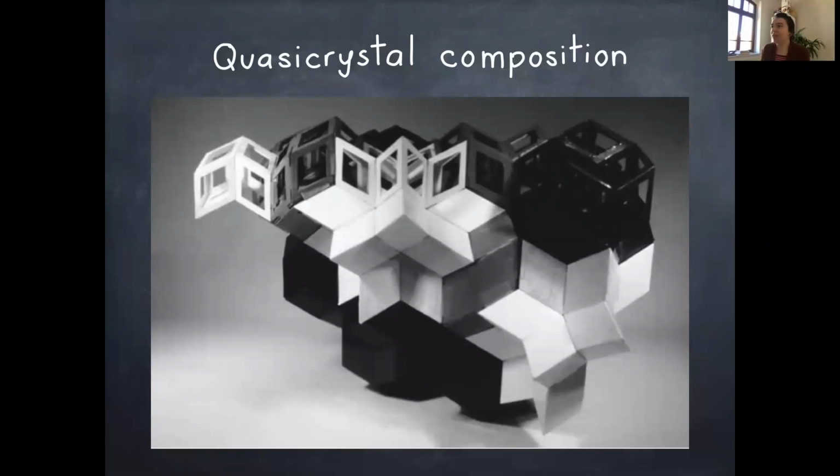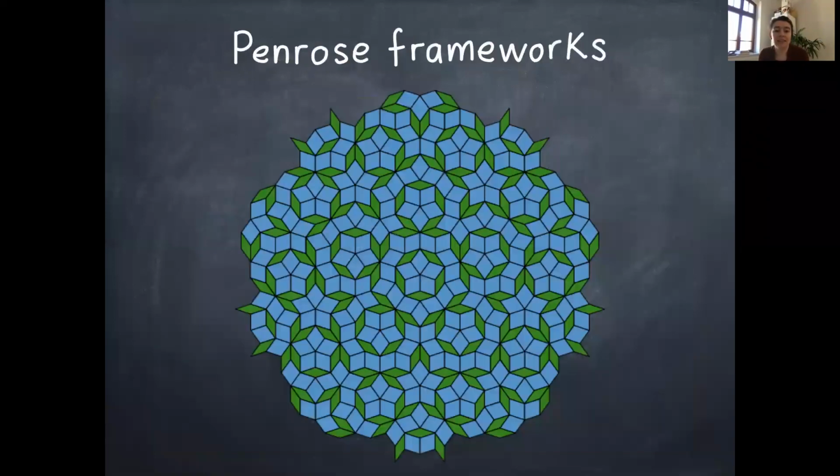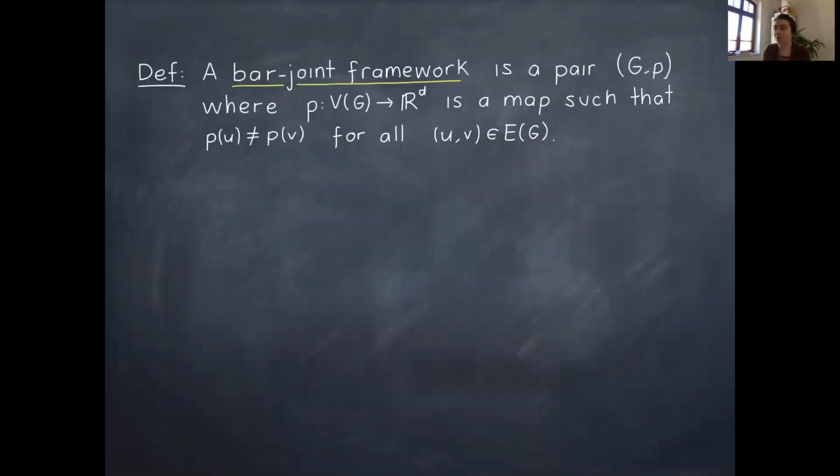Okay, so we started looking at the 2D case. Here we're considering quasicrystals in 2 dimensions. What this means is we're considering Penrose frameworks, and these are tilings of the plane by 2 types of rhombi, a fat and a skinny one, in such a way that this is not a periodic tiling of the plane. So the question we are starting with is, how can we make a Penrose framework rigid? And let's quickly go over some basics of frameworks.